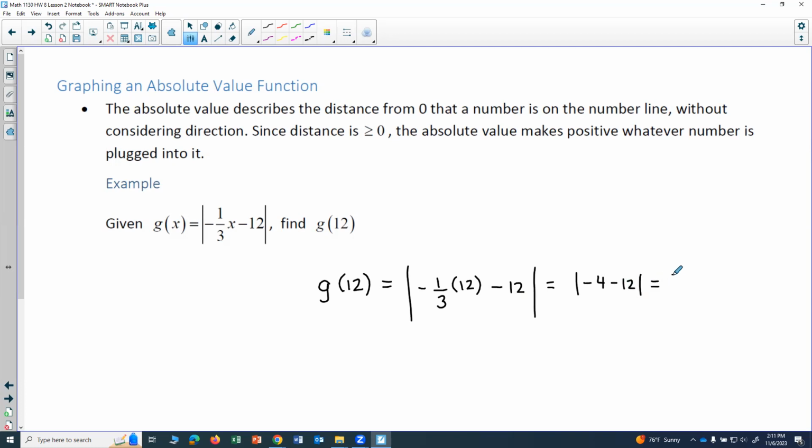So I get the absolute value of negative 16, but an absolute value makes positive whatever number is plugged into it. So my final answer would be a positive 16. And so g of 12 is equal to 16. So that's how the absolute value works. And now we want to graph absolute value functions.